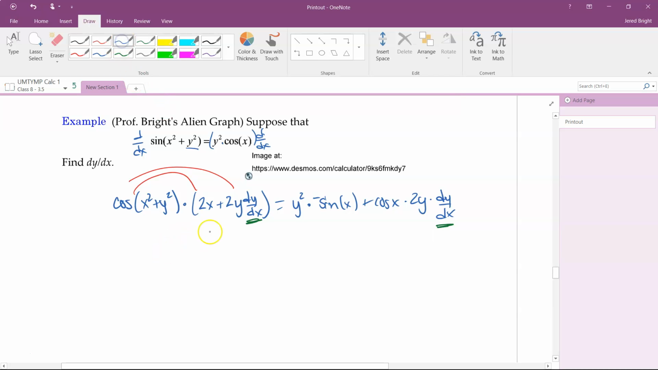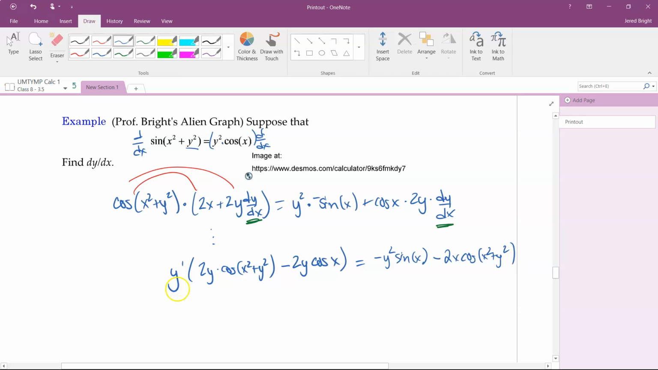Once you get things isolated, you get y prime, dy/dx, whatever you want to write, times 2y cosine of (x squared plus y squared) minus 2y cosine of x on the left side. On the right side, you'd have the minus y squared sine of x, and then minus 2x cosine of (x squared plus y squared). And then certainly you have to divide that other nasty chunk over in front of the y prime.